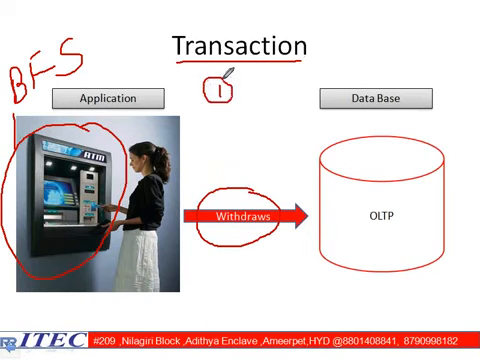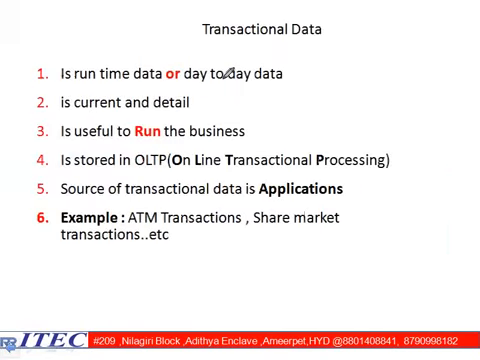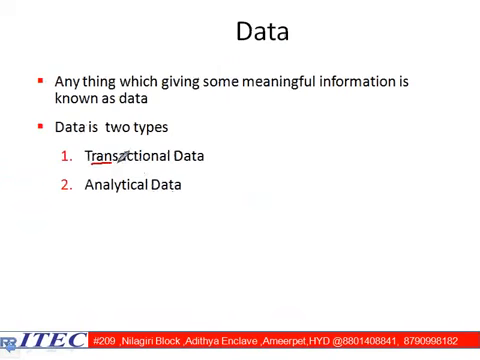From morning to evening, is she the only customer who is going to interact with the ATM? No. N number of users are coming and n number of users will be withdrawing money. That means there is a possibility of n number of transactions. All these transactions together are called transactional data. Okay. Now, anything which gives meaningful information is known as data.